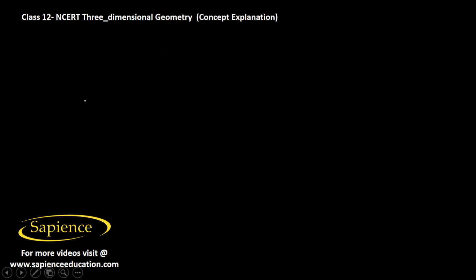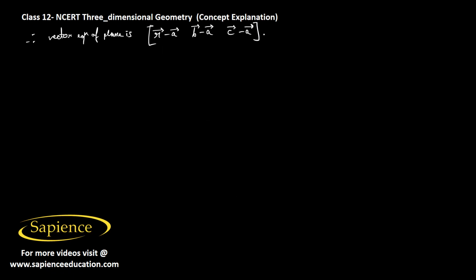Therefore, the vector equation of the plane is actually the scalar triple product. It means it is (r vector minus a vector) dot (b vector minus a vector) cross (c vector minus a vector), that is equal to 0. We can call it the box product or scalar triple product.